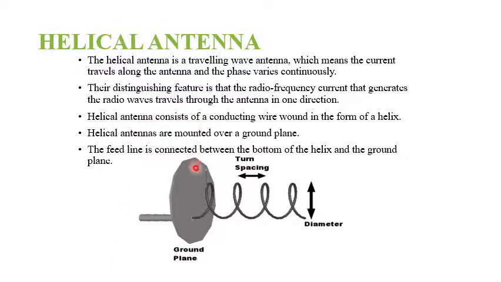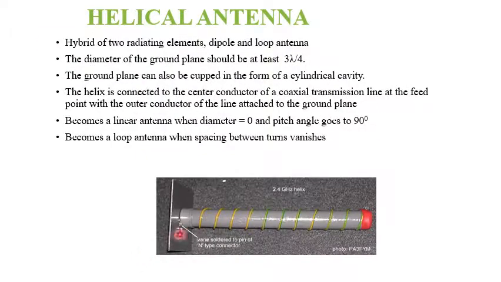The helical antenna consists of a conducting wire wound in the form of a helix. And this helix is mounted over a ground plane, and the feed line is connected between the bottom of the helix and the ground plane. So the diagram shows the hybrid of two radiating elements, that is the dipole and the loop antenna. The diameter of the ground plane should be at least 3 lambda by 4.